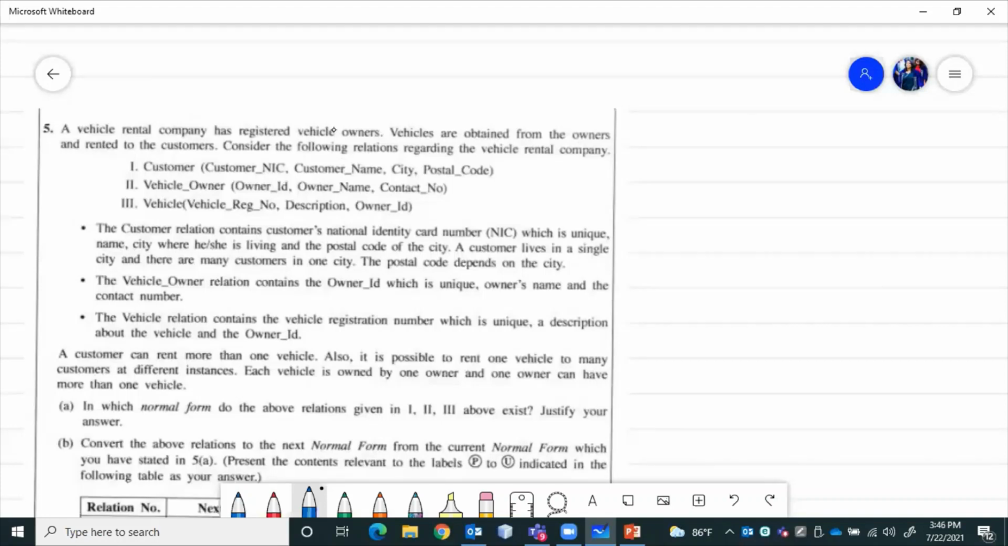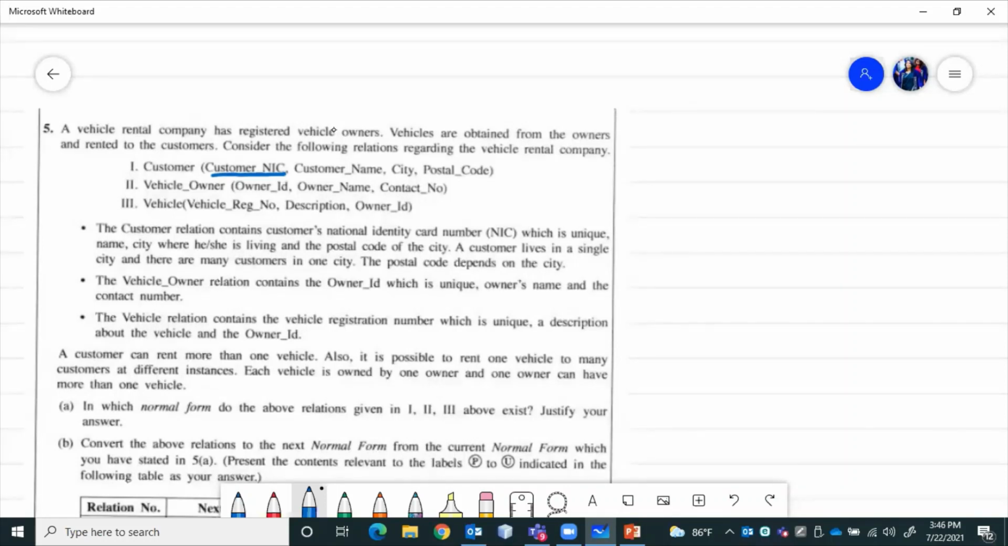So here we have three relations. Look at this. Customer NIC, customer name, city, postal code, right? Vehicle owner is another relation. Owner ID, owner name, contact number. Vehicle is another relation. Vehicle registration number, description, and the owner ID. Who's the owner, right? The customer relation contains customer's national identity card number, which is unique. All right. So this is your paper, right? So you better underline it. Okay, this is the primary key, right, which is unique. Name, city, where he or she is living, and the postal code of the city.